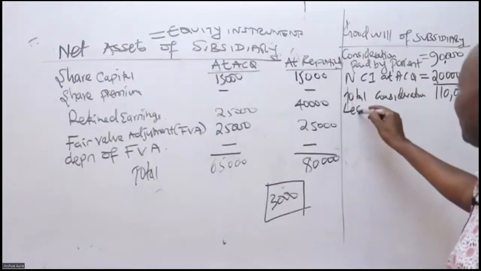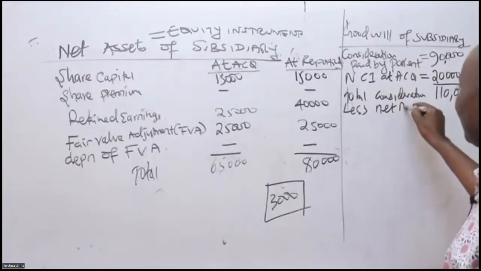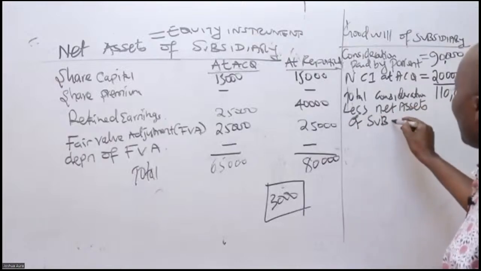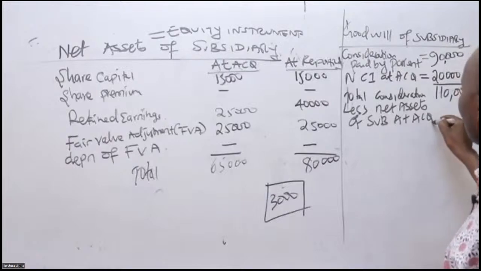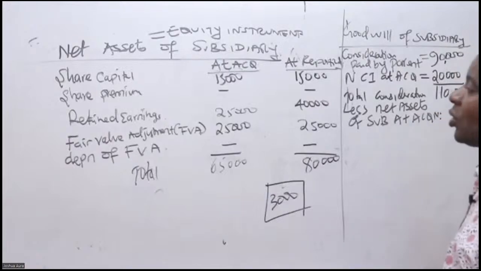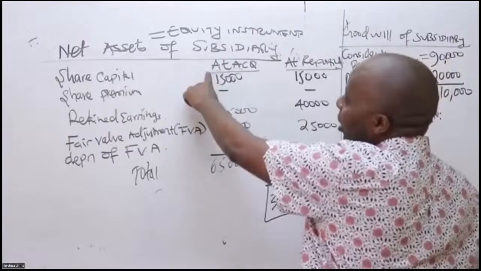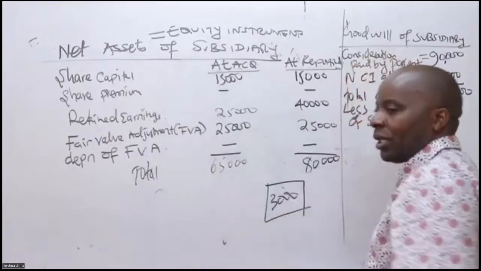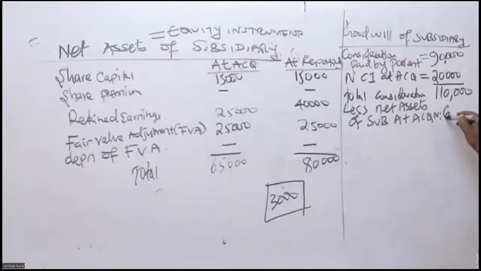Then you will come here and less the net assets of the subsidiary at acquisition. The net assets of the subsidiary at acquisition were 65,000.